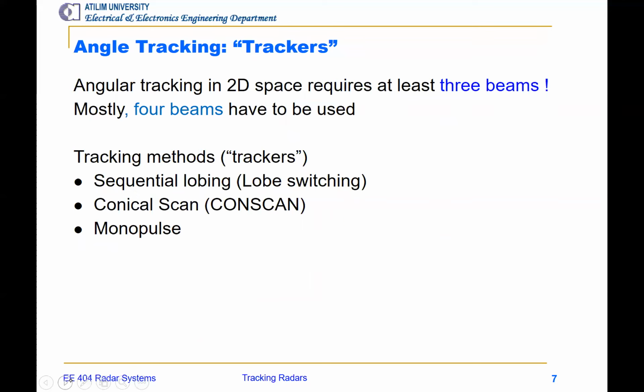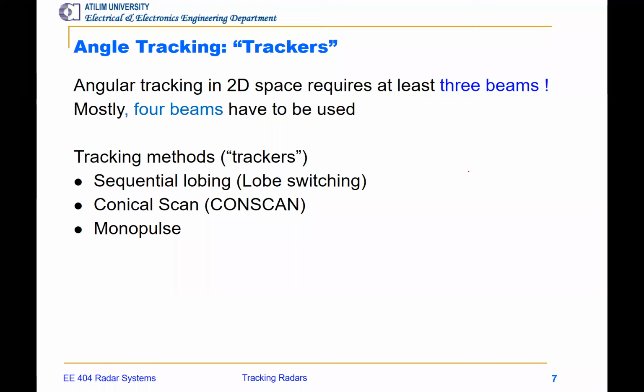Okay, next, we are going to talk about tracking methods. The previous discussion was on tracking radar operations or tracking radar types. Now we're talking about trackers, so how we implement tracking simply. As you might estimate, if you want to track a target in space, there should be at least 3 beams.